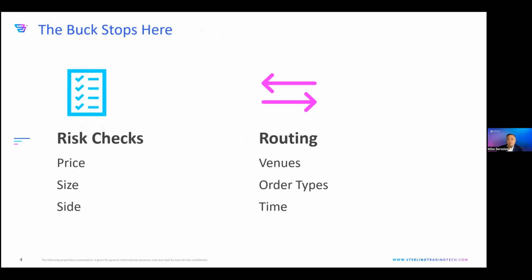So we're not going to cover routing. We're going to save that for another webinar, just to keep these webinars really short and relevant to the audience. So we're going to talk about the risk checks. I've listed probably 3 of the more common and standard risk check categories that you're going to find in an order management system, and certainly in ours.